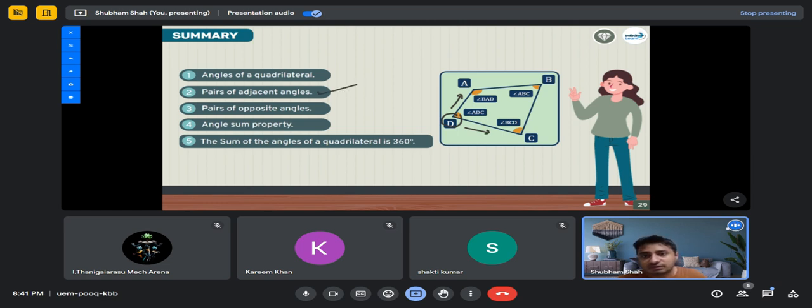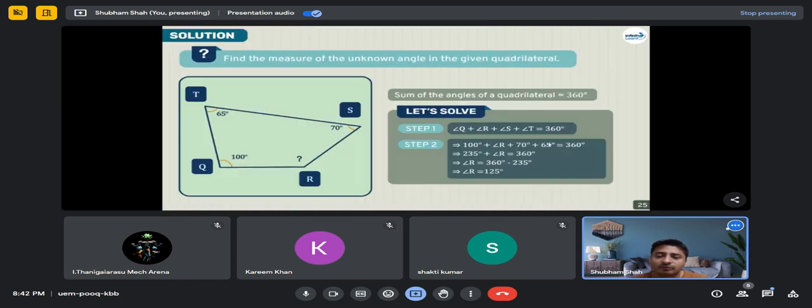So adjacent angles we have completed. Opposite sides: AB and CD are opposite to each other. AD and BC are opposite to each other. What is the angle sum property? The sum of all angles, angle A plus angle B plus angle C plus angle D, is 360 degrees. Clear? Any doubt? Just write down this in your copy.